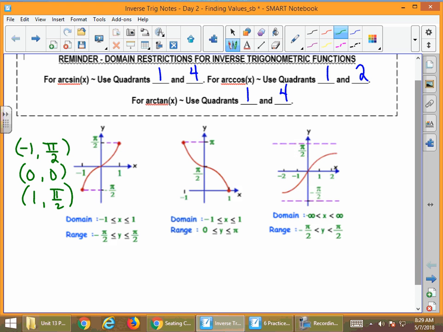Our middle value there is the cosine function. And then the third one here to the far right is our inverse tangent function. Notice the difference on tangent is that we have arrows on the ends here, and that our domain is all real numbers because of those arrows.